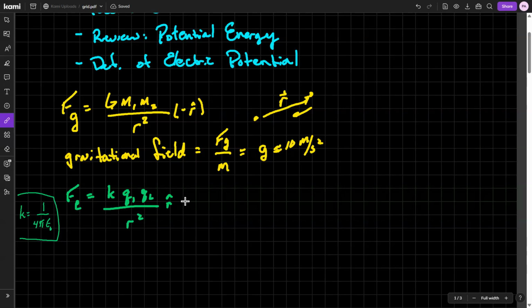We don't have the negative there because we can have positive and negative charges. If the charges are both positive or both negative, then it results in a positive force, which means they repel. And if one of them is negative, then they attract, because positive times negative gives a negative, which means they are attractive. And that's the math definition behind opposites attract. Okay, but this leads to our electric field.